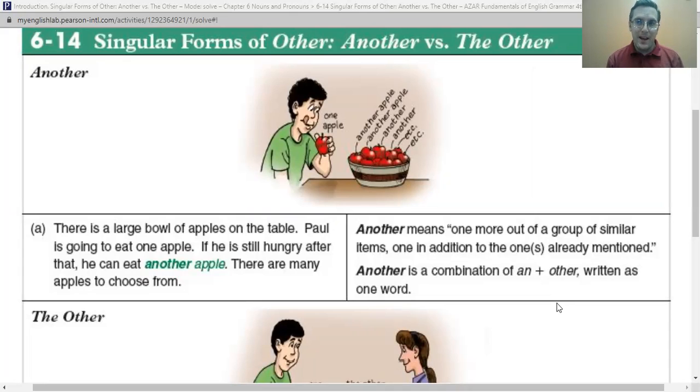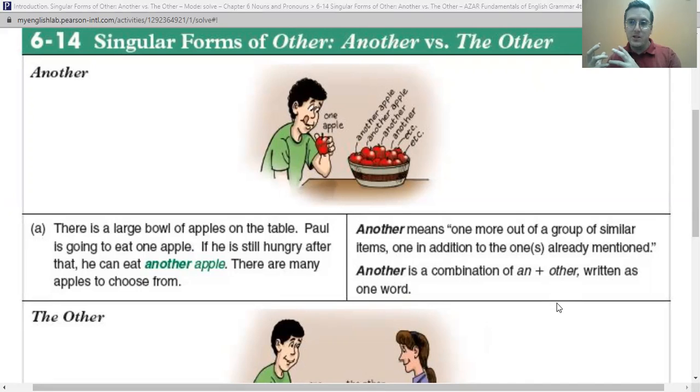Let's look at example A. Again, there is a large bowl of apples on the table. Paul is going to eat one apple. If he is still hungry after that, he can eat another apple. There are many apples to choose from. Another just means one more out of a group of similar items. One in addition to the ones already mentioned.